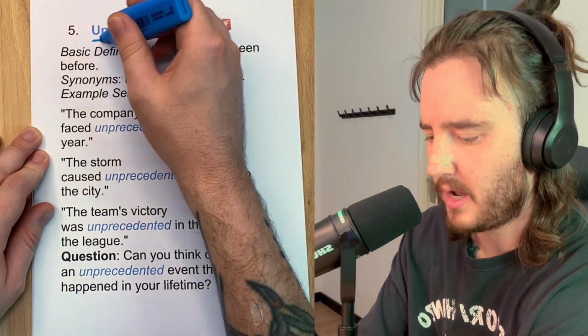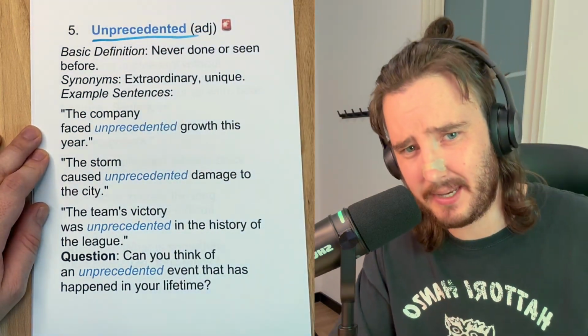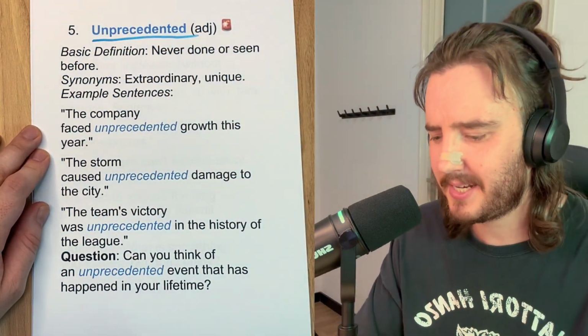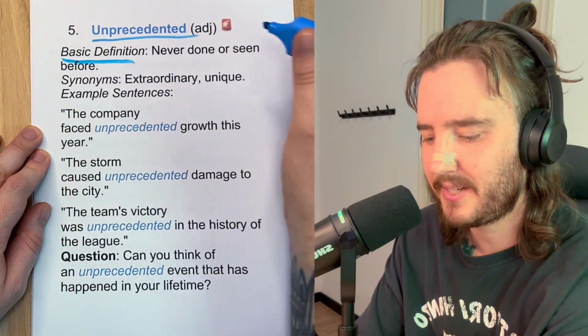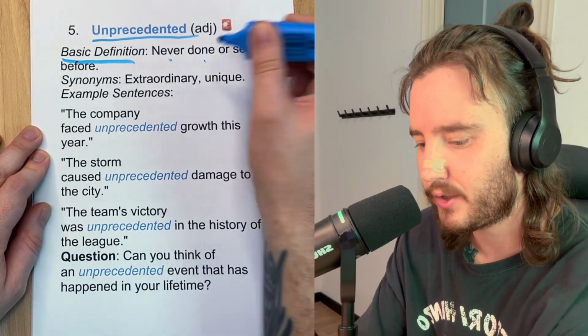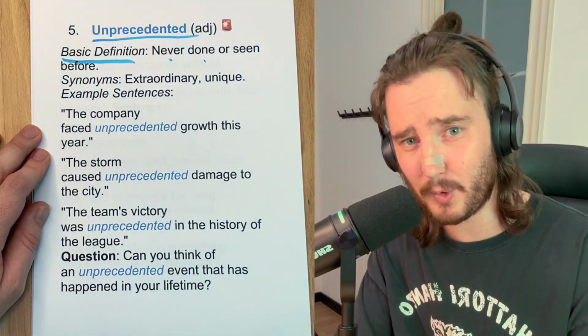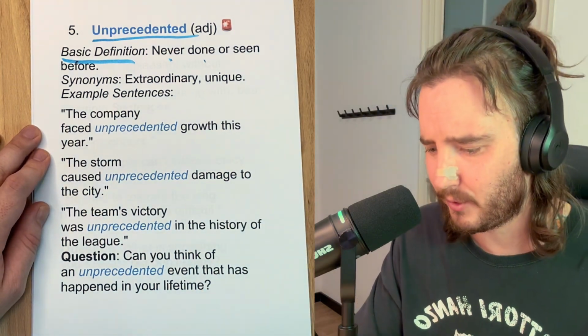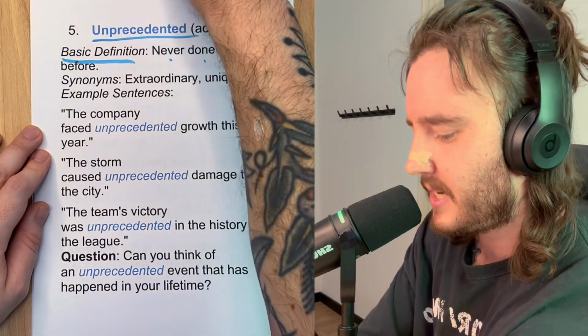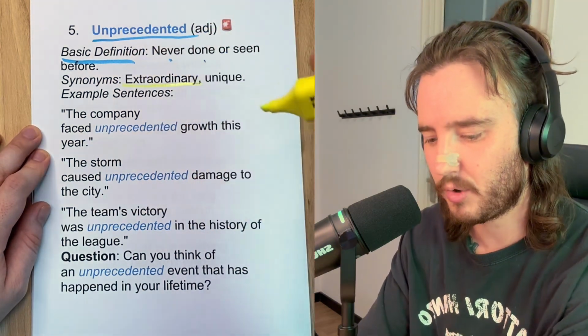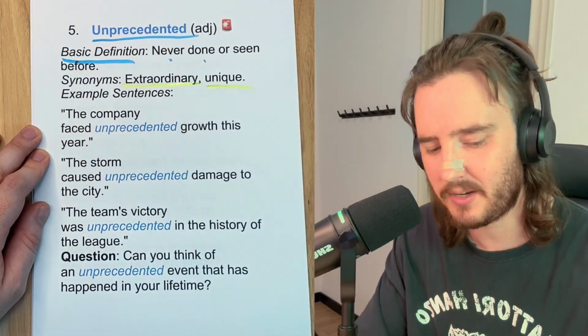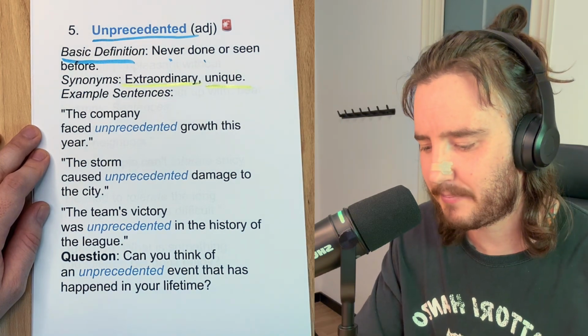Up next, we have unprecedented. Unprecedented. What does that mean? Well, the basic definition is never done or seen before. Hasn't been done before, hasn't been seen before, okay? Maybe some synonyms could be extraordinary or unique. And let's take a look at these example sentences.